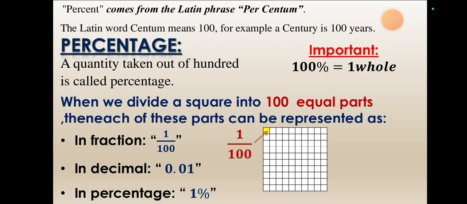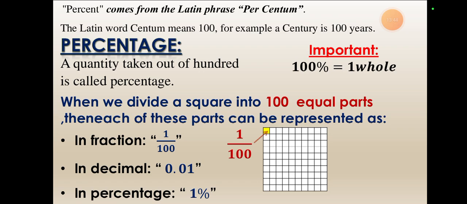Like in fraction, if I have 100 parts and I shade one of them, my fraction of the shaded part would be 1 over 100. In decimals, it's obvious that it's a decimal fraction, so it would be easy for me to write 0.01. And in percentage it's very easy, as it's already 1 over 100, so it would be my 1%. 1 over 100 multiplied by 100 equals 1%.